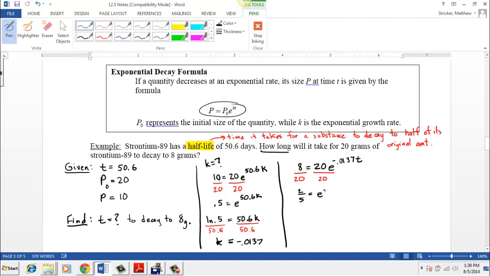equals e to the negative 0.0137t. And of course we take the natural log, so the natural log of 2/5, natural log cancels the e here, equals negative 0.0137t, and we divide to get t by itself, negative 0.0137, both sides.